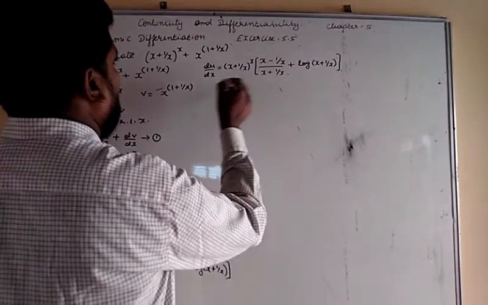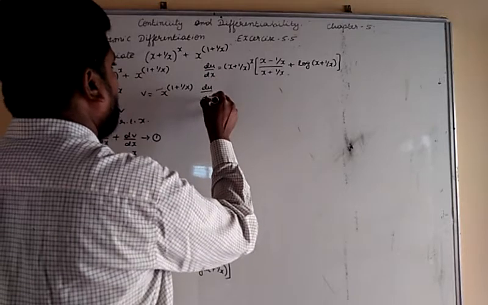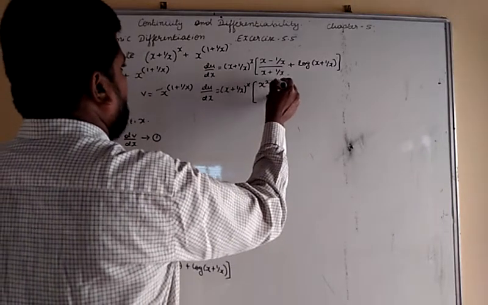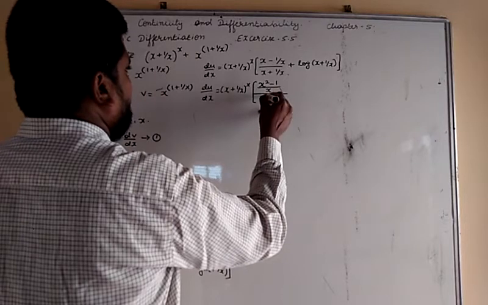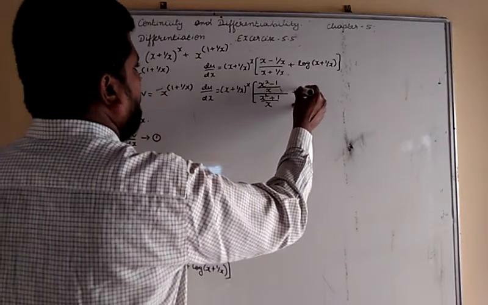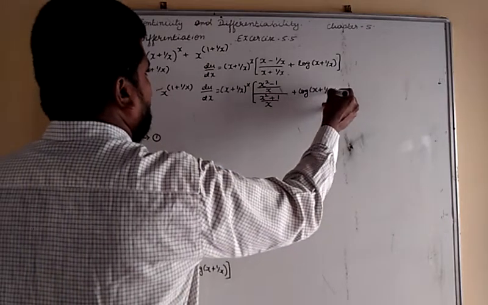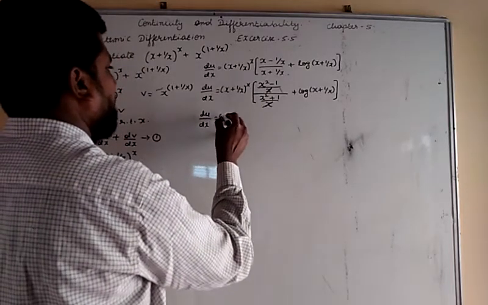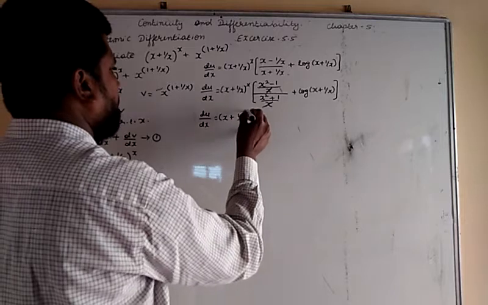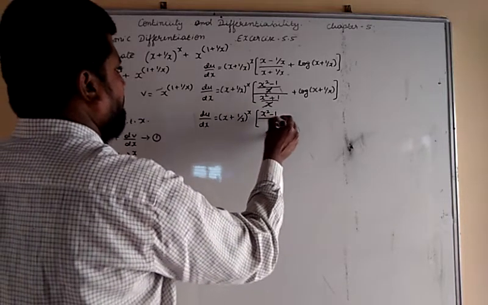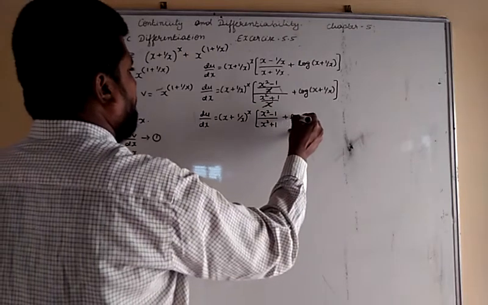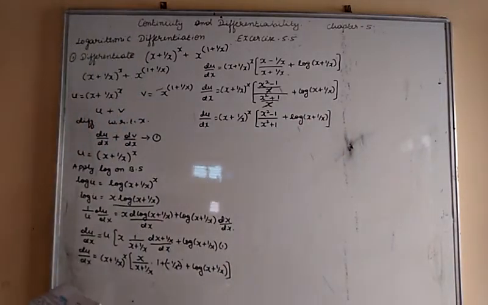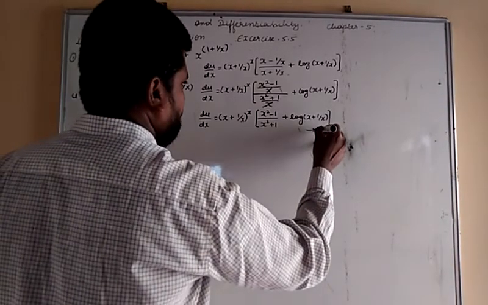Or you can simplify still. du/dx = (x + 1/x)^x. If you take LCM, (x^2 - 1)/x over (x^2 + 1)/x, plus log(x + 1/x), then x and x get cancelled. du/dx = (x + 1/x)^x into [(x^2 - 1)/(x^2 + 1) plus log(x + 1/x)]. Let us consider this as 2.